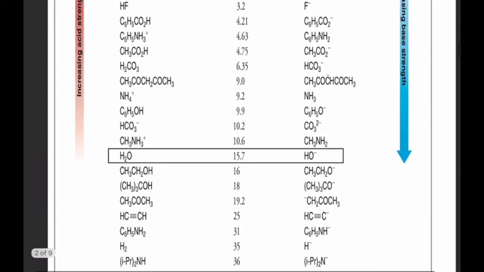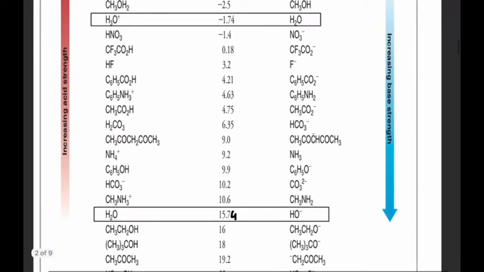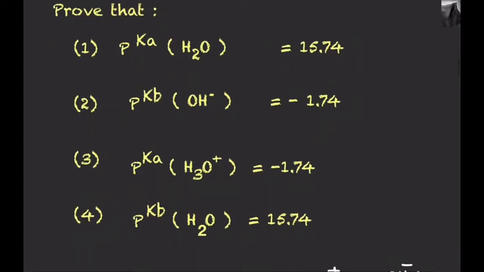Same way they have mentioned pKa of water which is 15.7. If I write up to 2 decimal places, it should be 15.74. So if water is an acid, its conjugate base is OH minus, so we have to find out what is pKb of OH minus ion. So from the table we are going to learn how to calculate pKa of H3O plus ion, pKa of water and pKb of water, pKb of OH minus ion. So we have to prove these things.